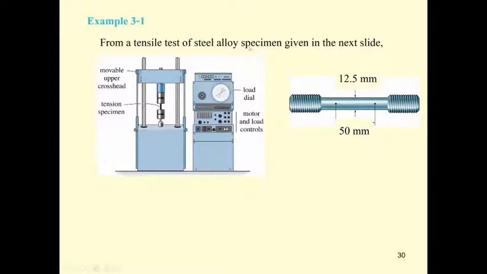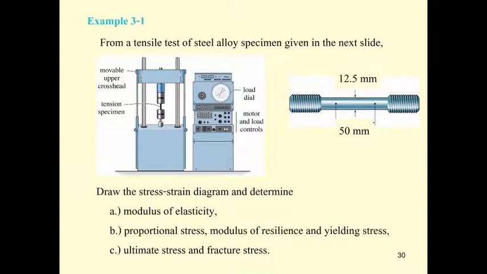This steel alloy specimen is put into the tensile test machine, and we are trying to draw the stress-strain diagram of this specimen. After that, we determine the modulus of elasticity, the proportional stress, the modulus of resilience, and the yielding stress. And finally, we determine the ultimate stress and fracture stress.